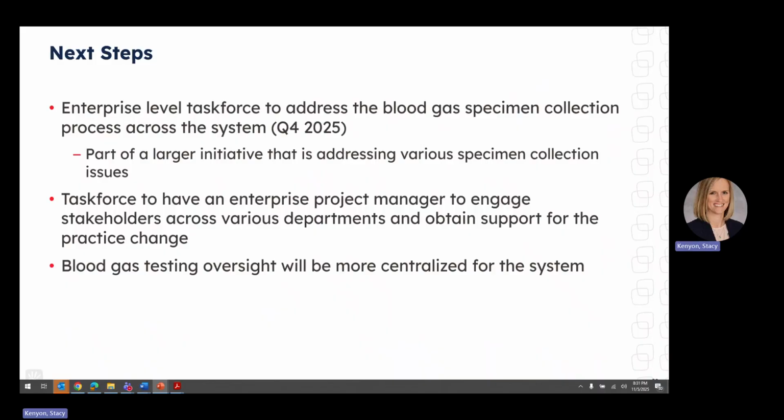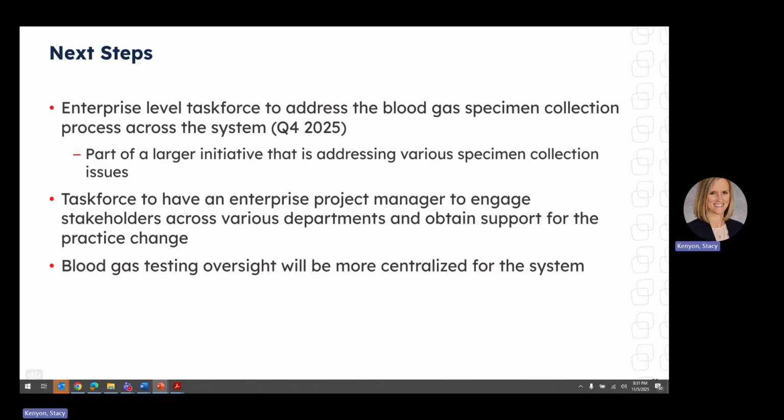This is going to move forward as an enterprise-level task force and it's going to be established this quarter. And the intent is to address blood gas specimen collection processes across the system. We're not going to keep it isolated to just one facility.